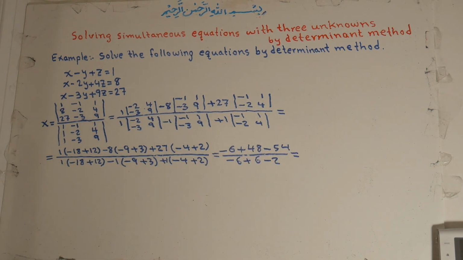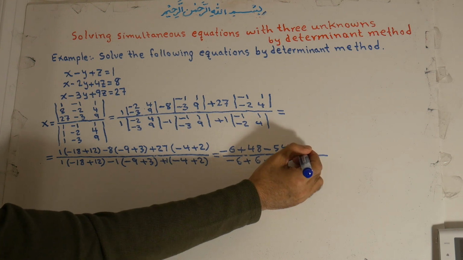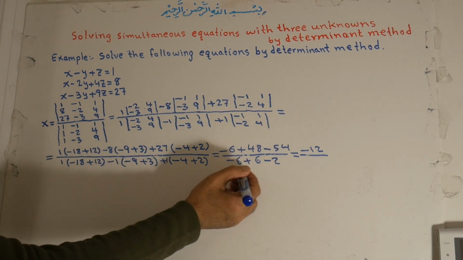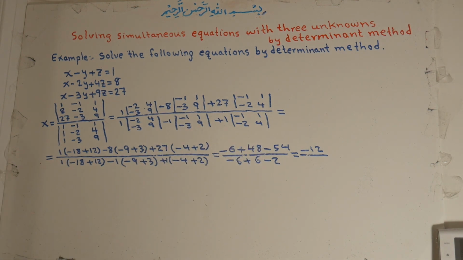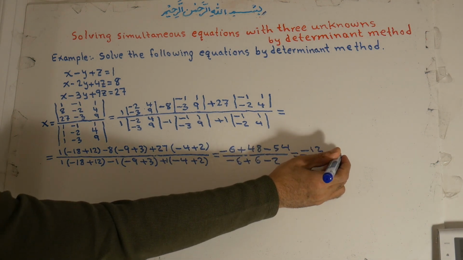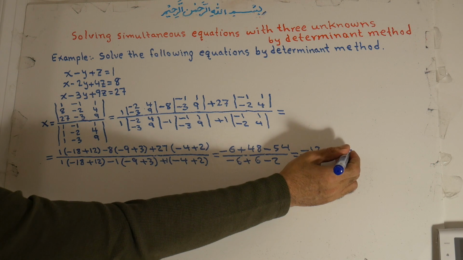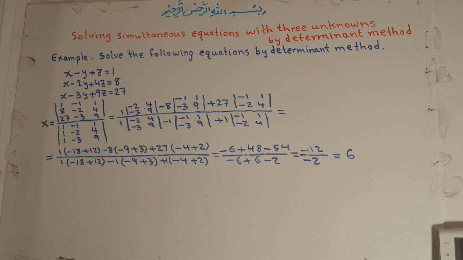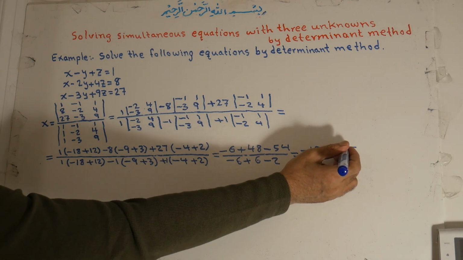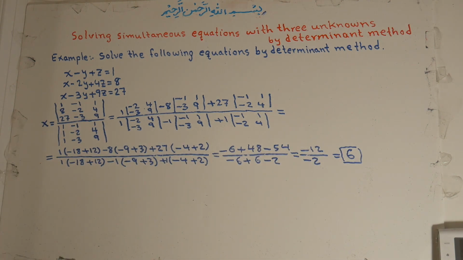Now this is equal to minus 6 plus 48 minus 54, which gives minus 12, over minus 6 plus 6 minus 2. The minus 6 cancels with the positive 6, remaining minus 2, and negative divided by negative is positive. 12 divided by 2 is equal to 6. It means that the value of x is equal to 6. Now we solve the equation for y.